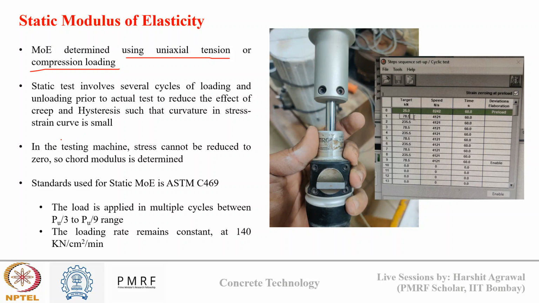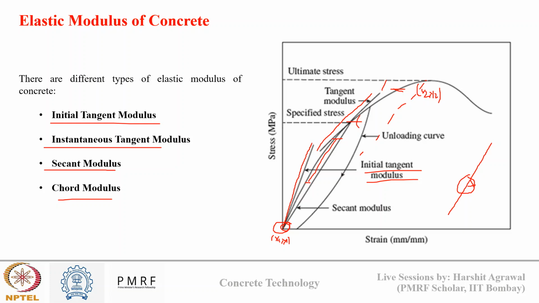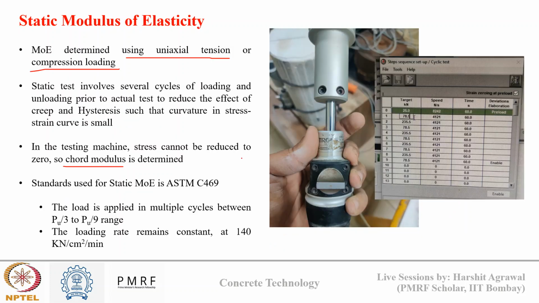And since we are operating at some level between peak and zero, the MOE that we obtain here is known as chord modulus. As we discussed, in chord modulus we take two intermediate points. Since we are operating between zero and peak, whatever value of MOE we obtain is known as the chord modulus.